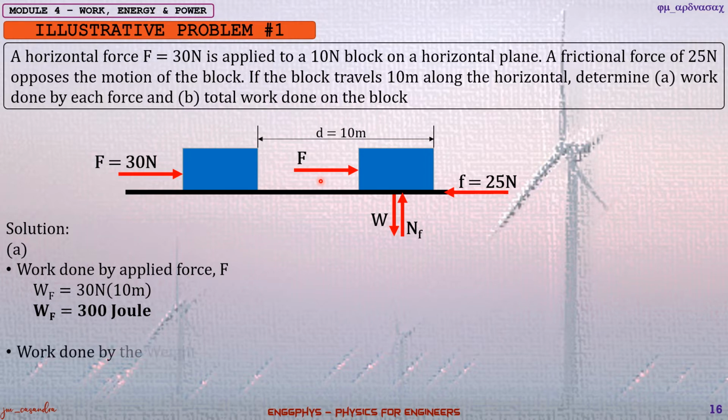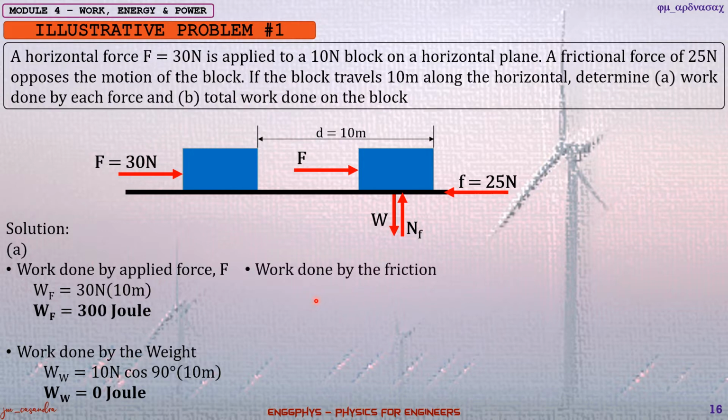Okay? So next, we solve for the work done by the weight. The work done by the weight is 10 cosine of 90 times 10, which is equal to 0. Even without solving for this value, we could see that the displacement is perpendicular to the weight, wherein we have discussed in the concept video that if the force is perpendicular to the displacement, the work done is equal to 0.